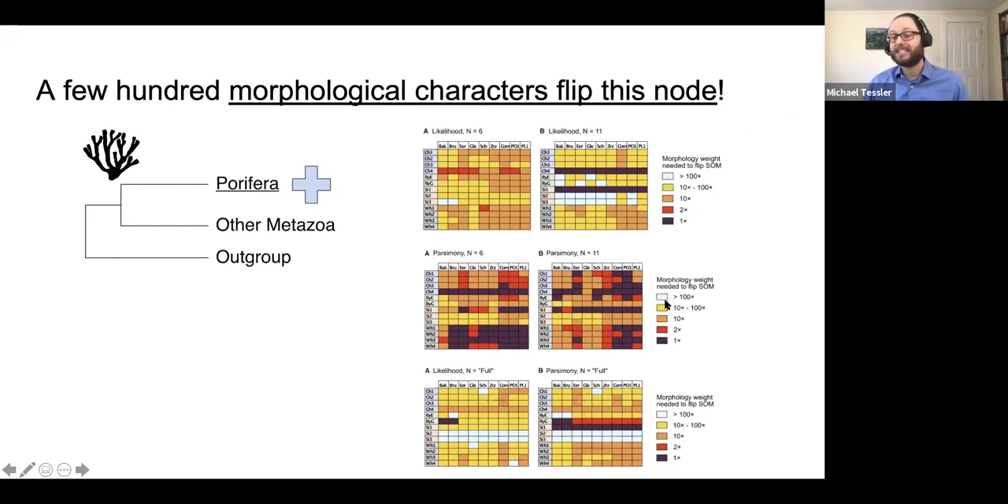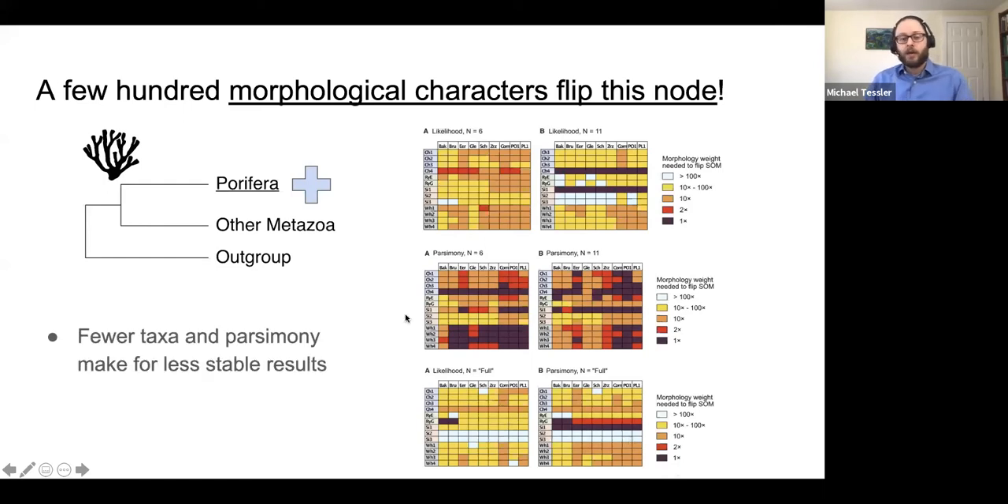If you see this color, it means the data set was pretty stable. If you see this weighting, the data set was really not stable and flipped to porifera very easily. What you see is that most of the data sets, aside from a couple, could be flipped with pretty modest amounts of data. We also find that having fewer taxa or using parsimony has less stable results, which makes sense. We know you get more issues with long branches, which tend to be broken up by having more taxa. So that helps provide a level of robustness to these analyses.